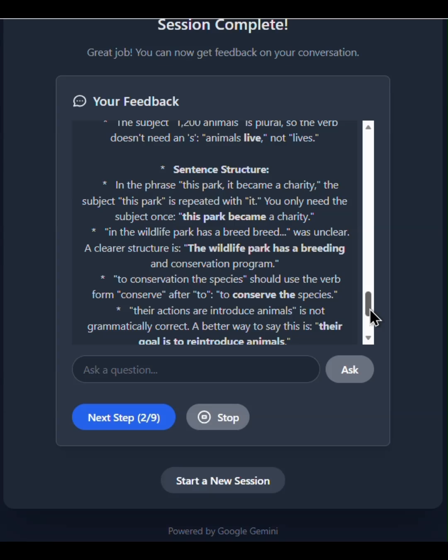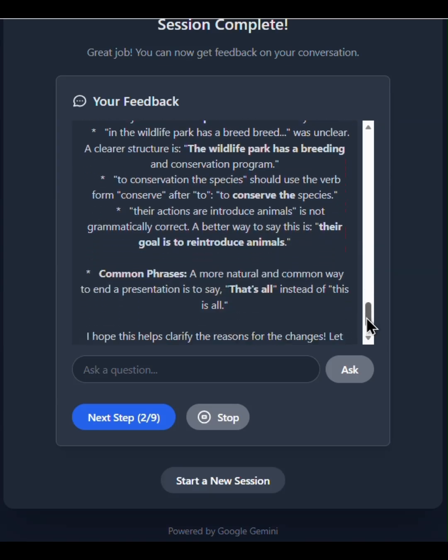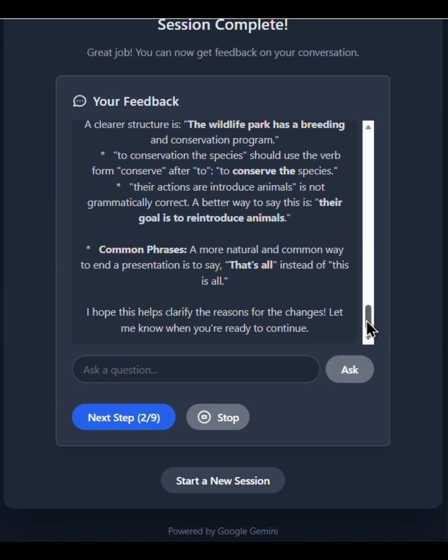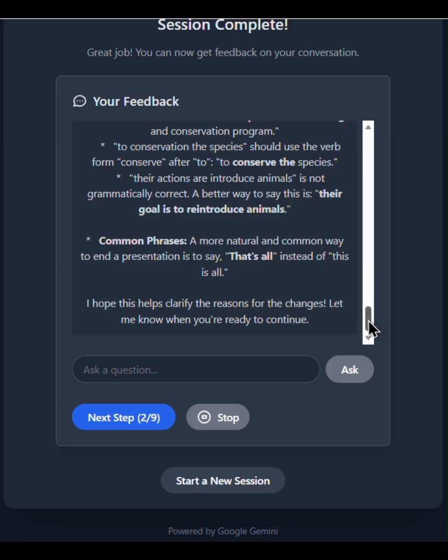To conservation the species should use the verb form conserve after to: to conserve the species. Their actions are introduce animals is not grammatically correct. A better way to say this is, their goal is to reintroduce animals. Common phrases. A more natural and common way to end a presentation is to say, that's all, instead of this is all. I hope this helps clarify the reasons for the changes. Let me know when you're ready to continue.